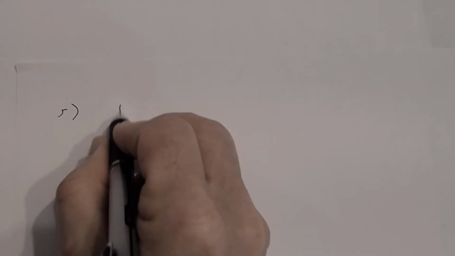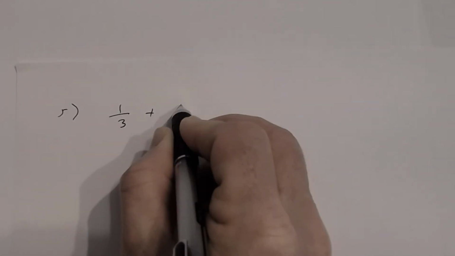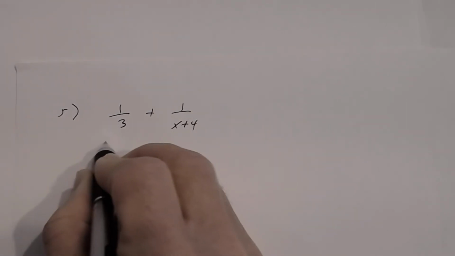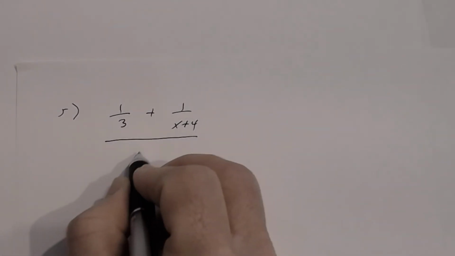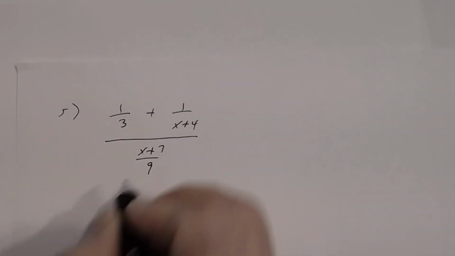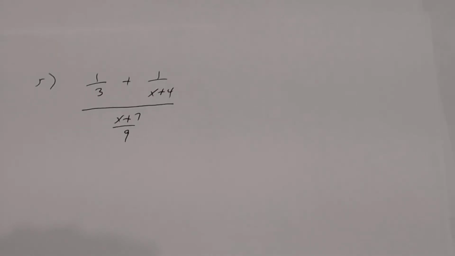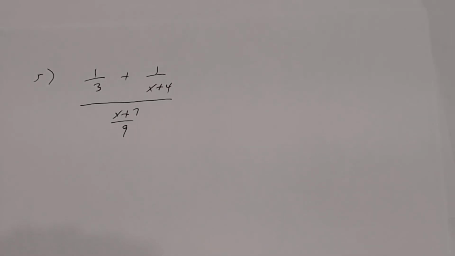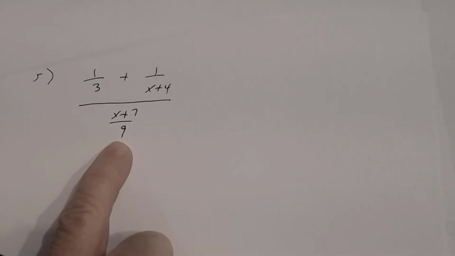So we have 1 divided by 3 plus 1 divided by x plus 4, and that's being divided by x plus 7 divided by 9. Now I want you to notice something. Do y'all see that my denominator is already one fraction? So I don't have to do anything with the denominator, because that's one fraction, right?